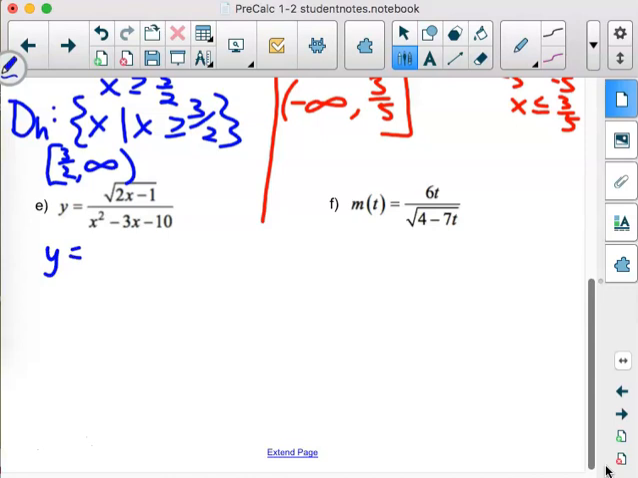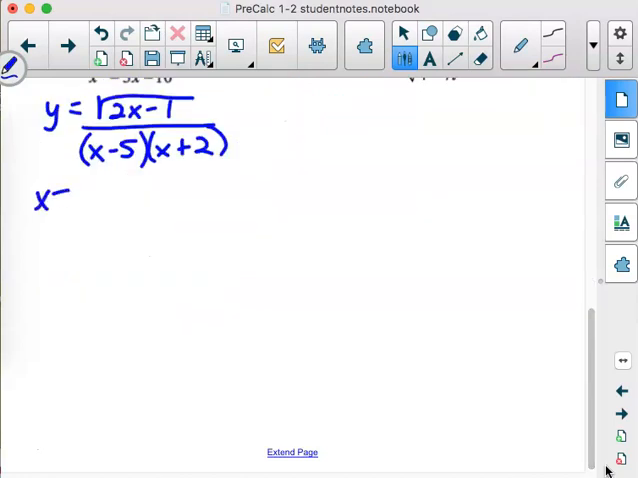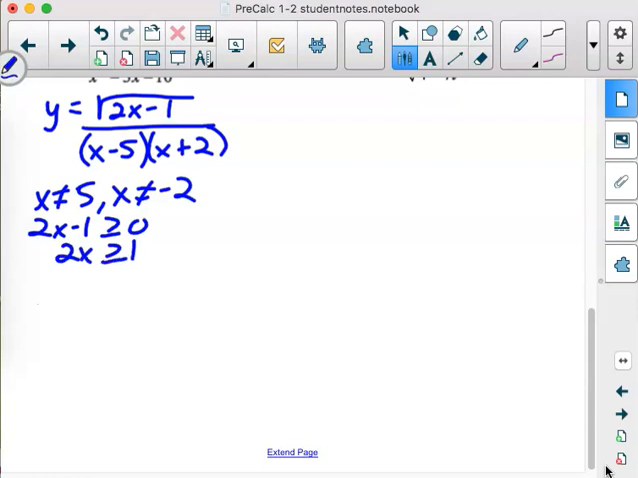All right, so y equals the square root of 2x minus 1. Why am I rewriting it? I'm really hoping that I can factor that denominator and figure out what would make it 0. We don't have a common monomial factor. It's not a perfect square trinomial, but there are 2 numbers that multiply to negative 10 and add to negative 3, and that's going to be negative 5 and positive 2. So now I have all kinds of things to look at. I know that x can't be 5, x can't be negative 2, and I know that 2x minus 1 has to be greater than or equal to 0 because I had both of the conditions that we were looking at earlier. So I'm going to have to add 1 and divide by 2.